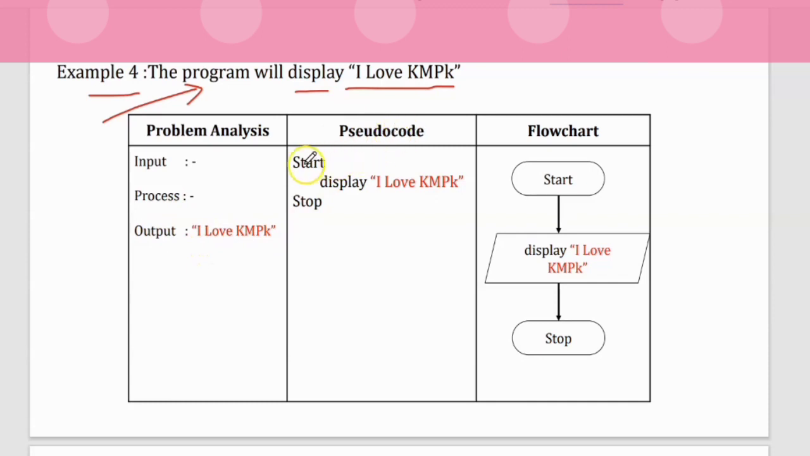To write the pseudocode: start, display I love kmpk, or you can write display message I love kmpk. Then stop. For the flowchart, start, use the oval shape, then draw the arrow. You see this one is considered output, so use the parallelogram shape. So display I love kmpk, then arrow to the oval shape, this one is stop.